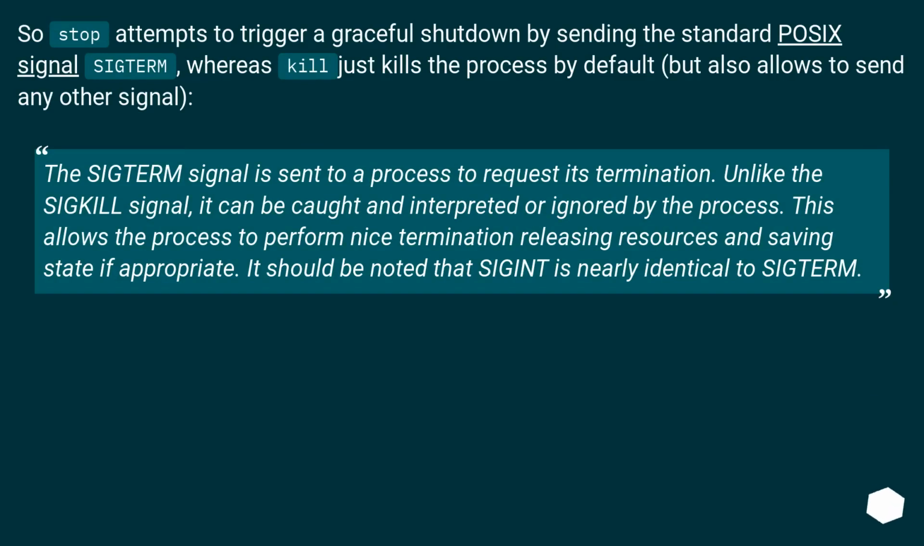So stop attempts to trigger a graceful shutdown by sending the standard POSIX signal SIGTERM, whereas kill just kills the process by default, but also allows you to send any other signal. The SIGTERM signal is sent to a process to request its termination. Unlike the SIGKILL signal, it can be caught and interpreted or ignored by the process. This allows the process to perform nice termination, releasing resources and saving state if appropriate. It should be noted that SIGINT is nearly identical to SIGTERM.